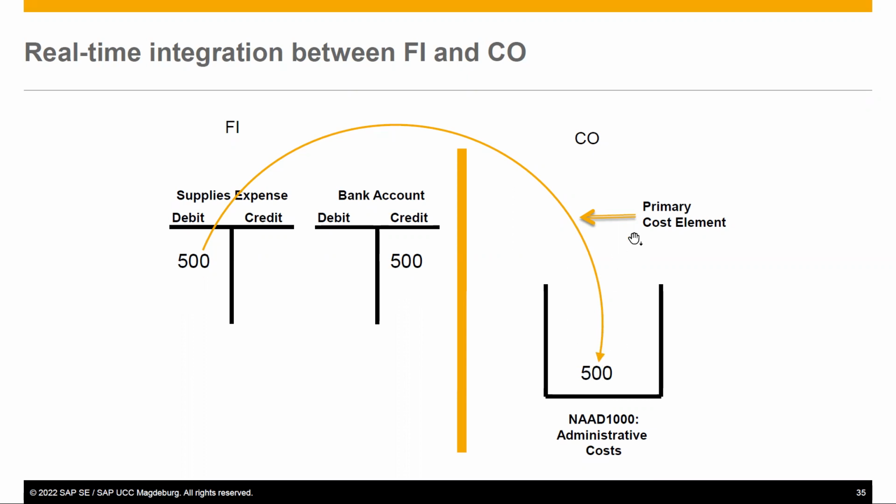How will it come? Through the primary cost element, because this primary cost element is linked with the expense account in the financial accounting. Because of that link, it comes automatically. If this link is not there, then what do you have to do? You have to do this entry, and then you have to do the same entry again into this one. You have to do it manually. But because of the primary cost element, it automatically comes here. We don't have to do anything.